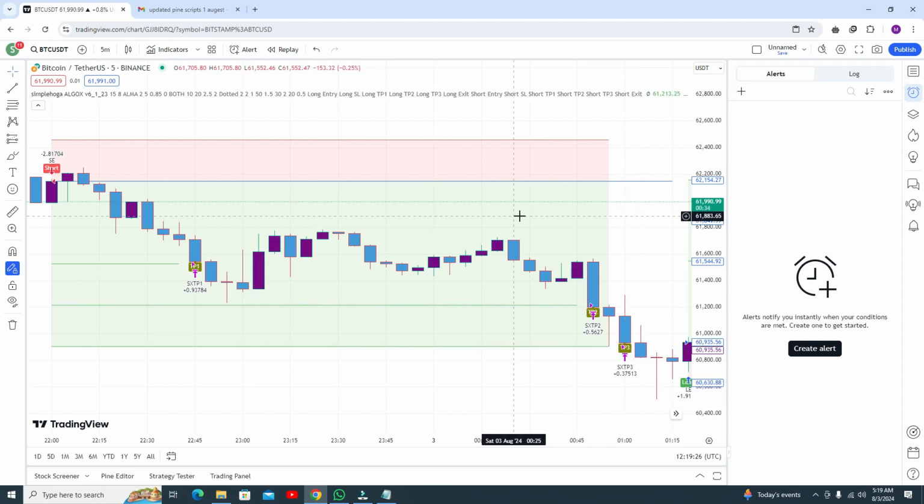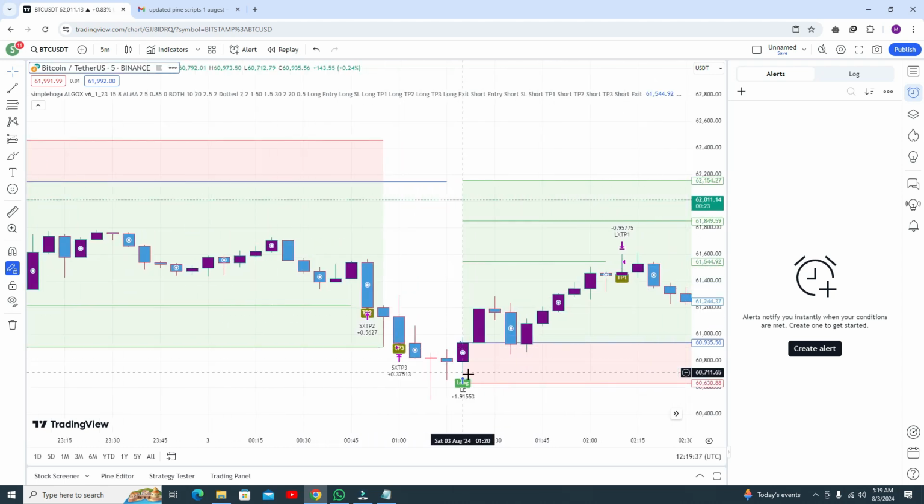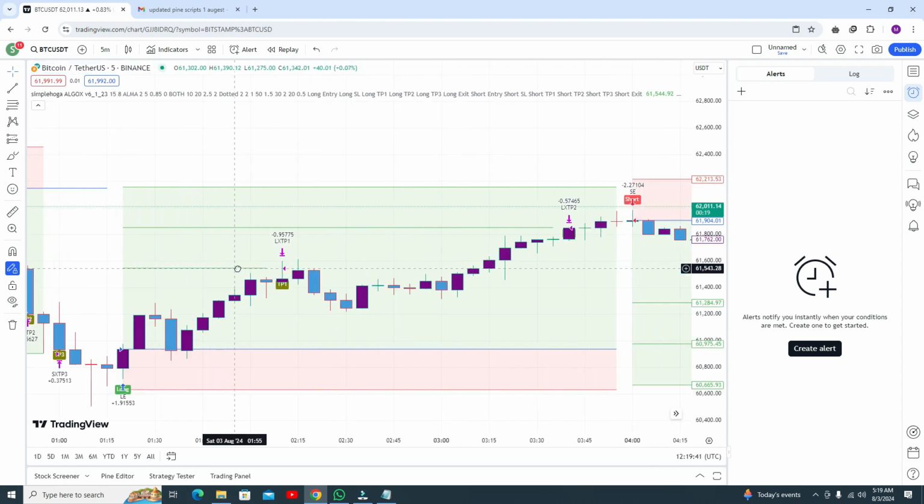The previous algo was giving you only two take profits, but this algo gives you three take profits. First take profit, the second one, and the third one. And now this is the buy or long trade. First take profit is done, and second take profit is done, but your third take profit is not done. But you got the sell trade.